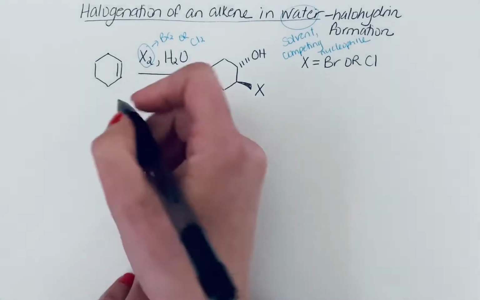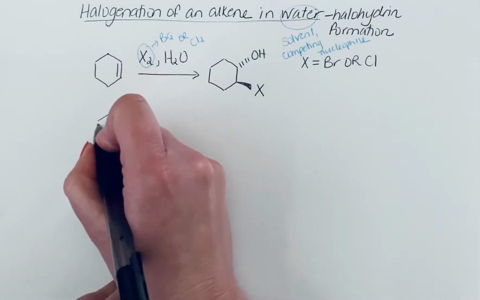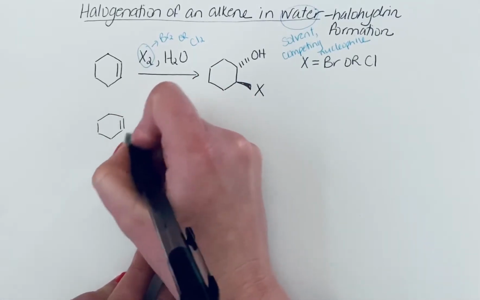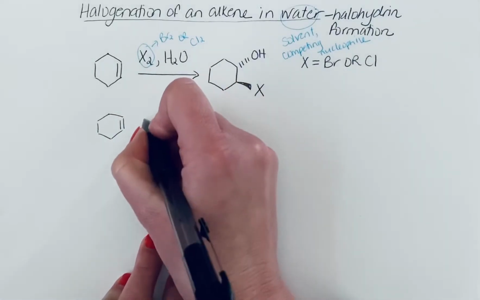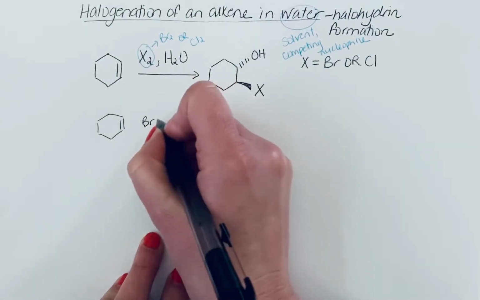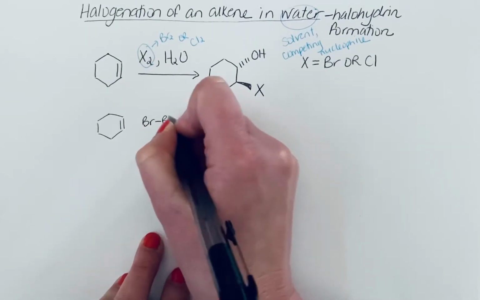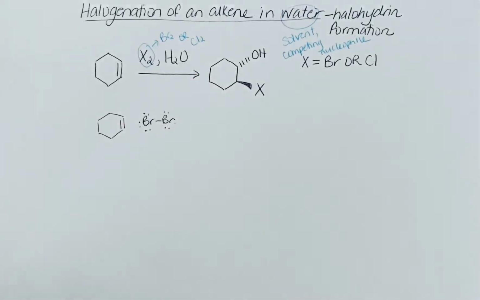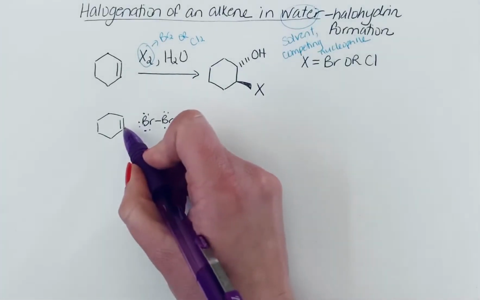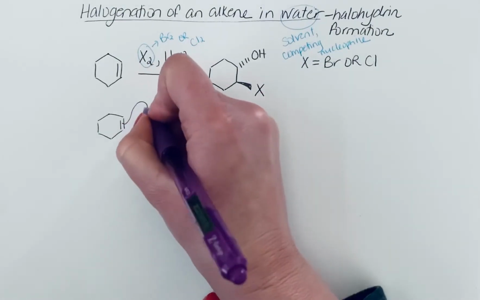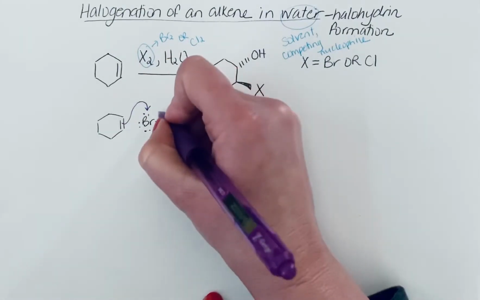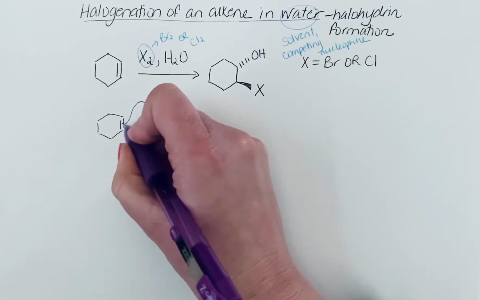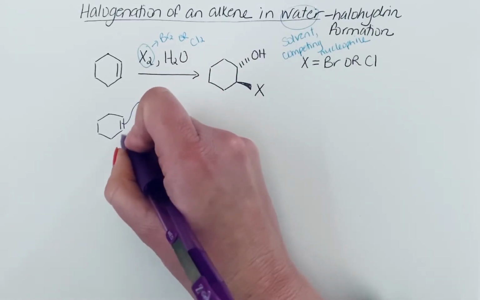So the first step in this mechanism is the exact same as for the halogenation in an inert solvent. So we have the pi bond, which is a nucleophile, and we'll use bromine for the halogen. So the pi bond is the nucleophile, and it will attack the bromine, one of these two bromines, and break the other bond. And at the same time as this attacks, we have a positive charge building up here.